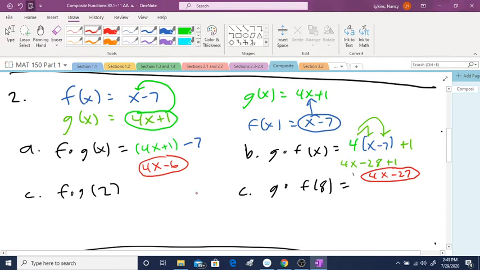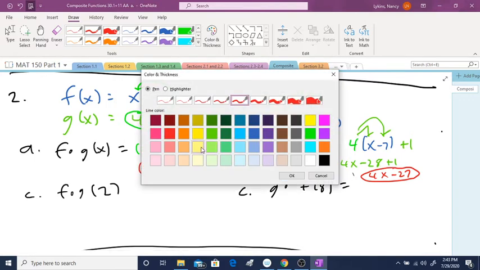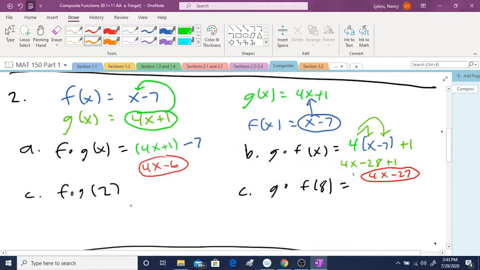Part C, since I know my value of 2, I'm going to take that 4 from my answer, 4x. I'm going to plug in the 2, and I'm going to subtract 6.